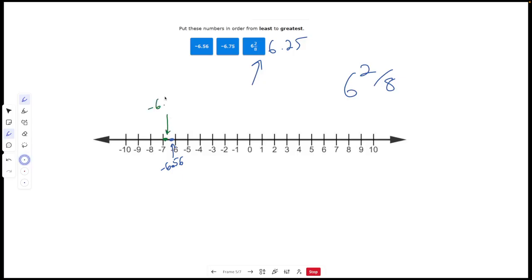This is negative 6.75. And we've talked about this before, that the further left you go, the smaller the number, right, on a number line. And so it seems weird, but negative 6.75 is actually the smallest number here. If they were positives, it'd be reversed, but these are negatives, okay? So it's sort of flip-flopped. So our smallest number, because it's the furthest left on the number line, is negative 6.75. Then we have negative 6.56, and finally our biggest number is 6 2/8.